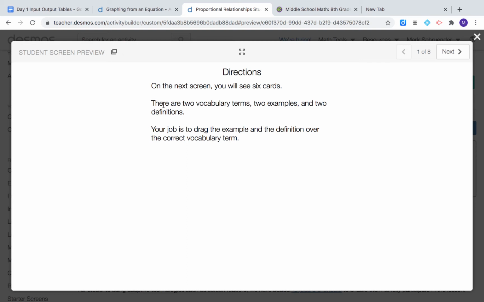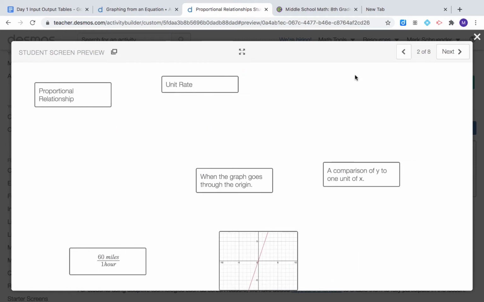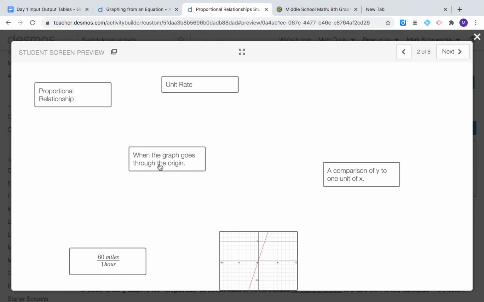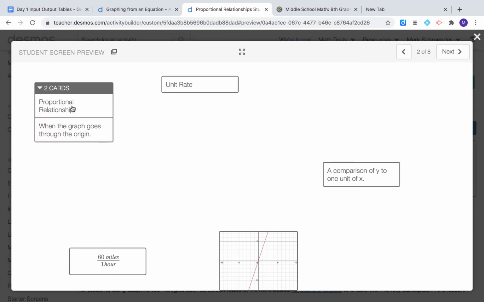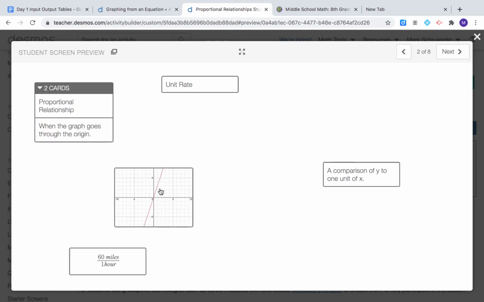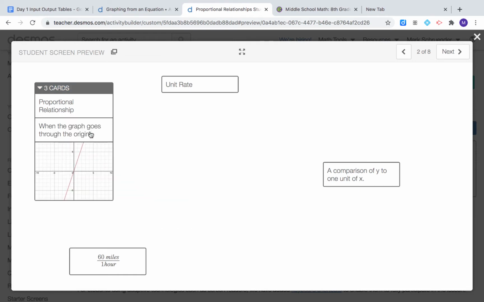All right, you're about to see 6 cards. So the way that this worked is you were supposed to match up the vocab terms, the examples, and the definitions. So if you look at proportional relationship, that is when a graph goes through the origin. So I would drag this here, and you can see it highlight. And now those are together because they are a match. And this is a graph going through the origin, so that's the example.